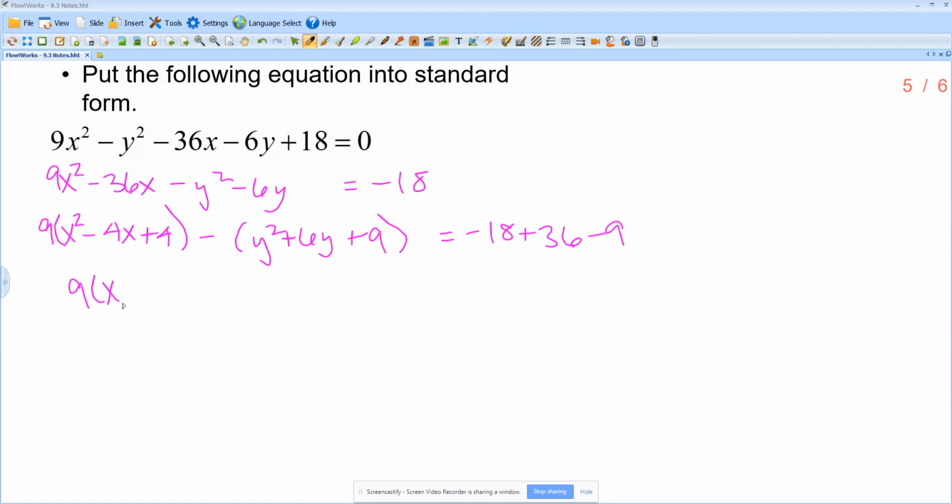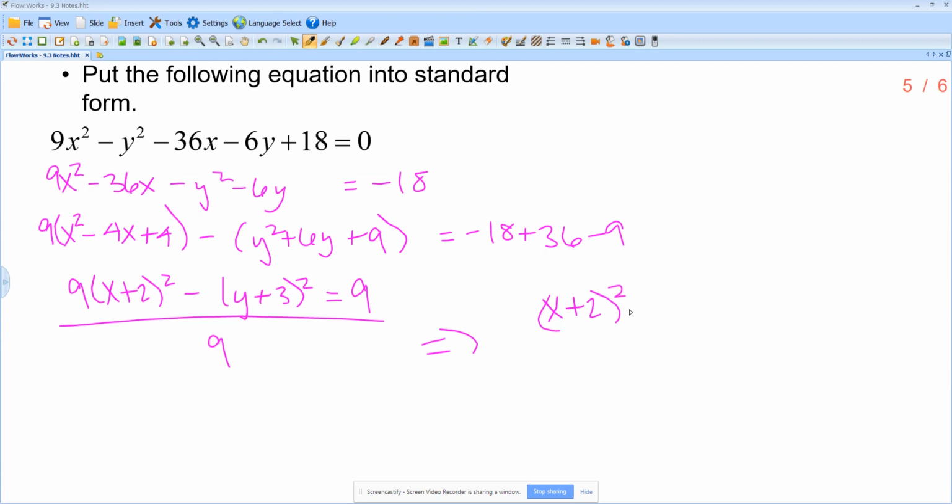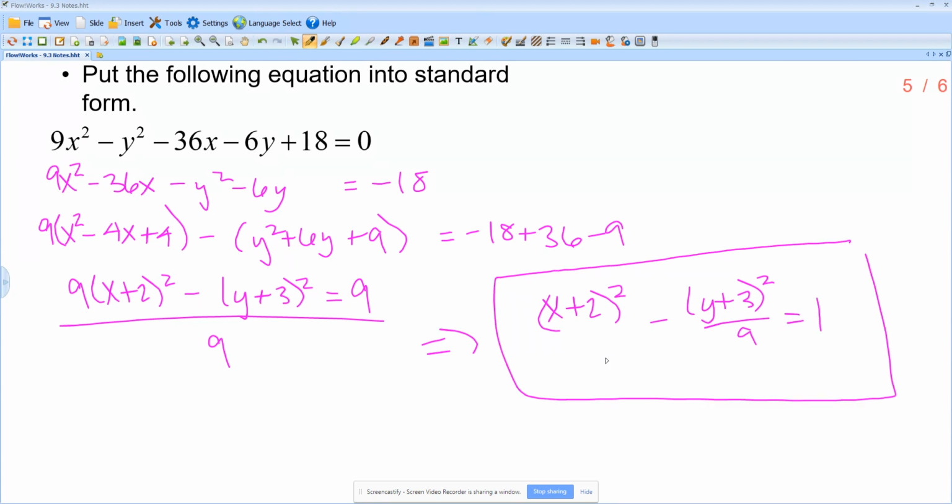So I get 9 times (x plus 2) squared minus (y plus 3) squared equals 9, and divide everything by 9. So (x plus 2) squared minus (y plus 3) squared over 9 equals 1. Doesn't matter that this doesn't have a denominator. It does. It's just 1. So I know a squared is equal to 1.